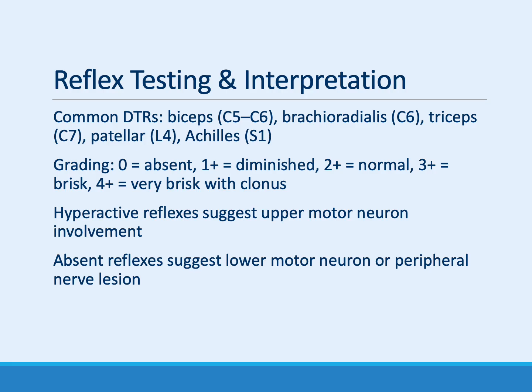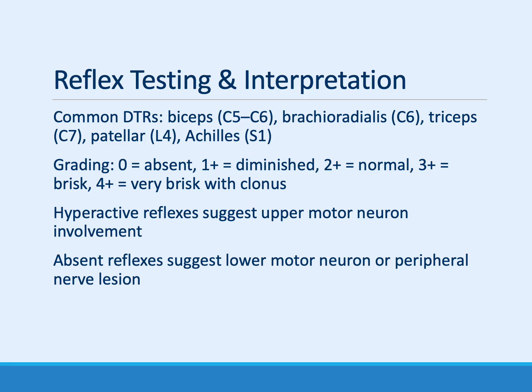Hyperactive reflexes are going to point towards upper motor neuron involvement, and so that's going to be our 3+ and 4+, while diminished or absent reflexes are going to suggest our lower motor neuron and peripheral involvement, and so that's going to be our 0s and our 1+.